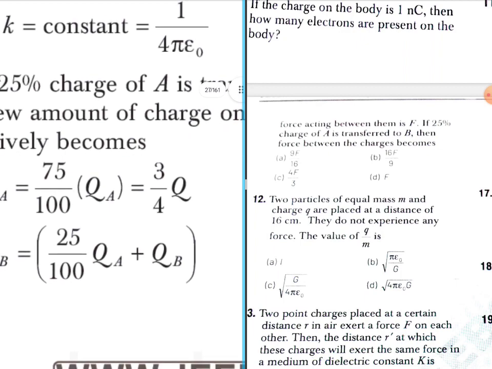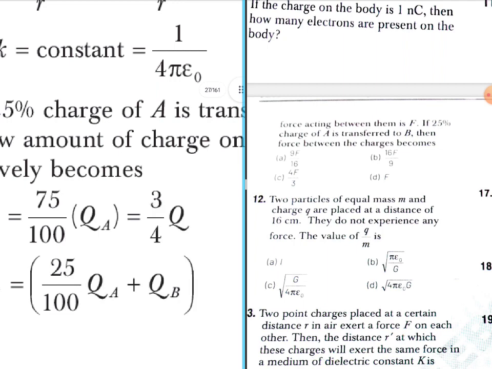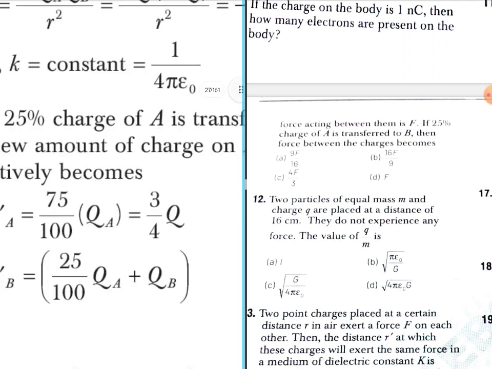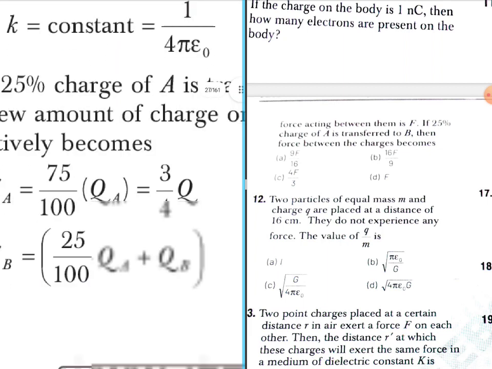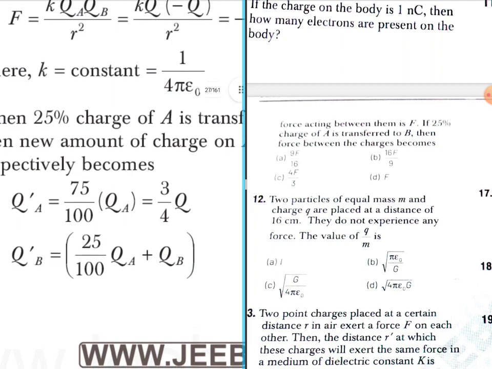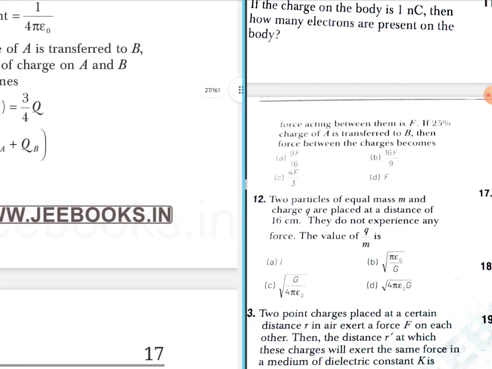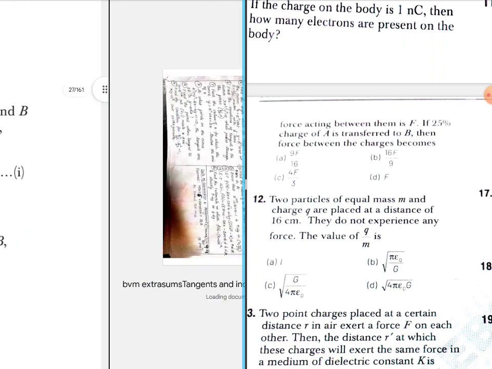Is going to remain, so 3 by 4 of Q is what is left in the body A. The body B would have gained the 25% of the charge, 25 by 100, which is 1 by 4 of Q, which is the first charge, plus the charge on QB, which is already negative Q. So Q by 4 minus Q will be minus 3 by 4 Q.